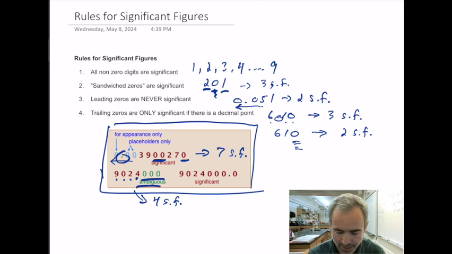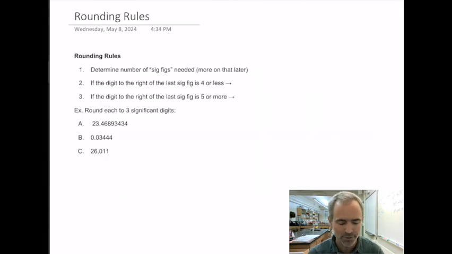And then lastly, all these numbers in this last number are significant, okay? So check it out. So this is a sandwich 0. These are trailing zeros, but notice the decimal point right there. That makes them all significant. So what is that? 1, 2, 3, 4, 5, 6, 7, 8 sig figs right there. So hopefully that helps you identify the significant figures.